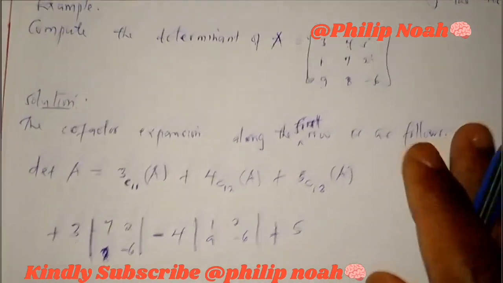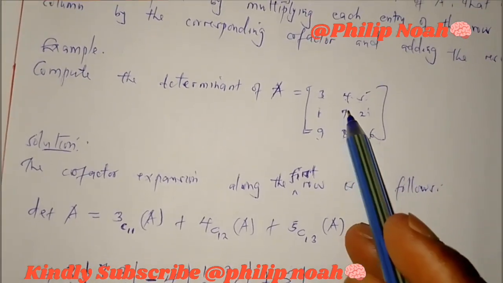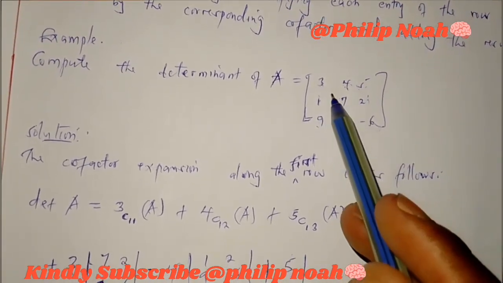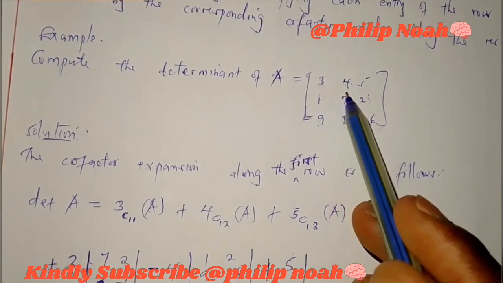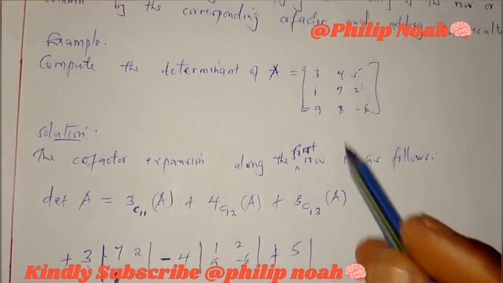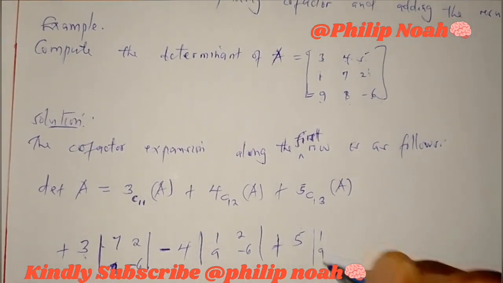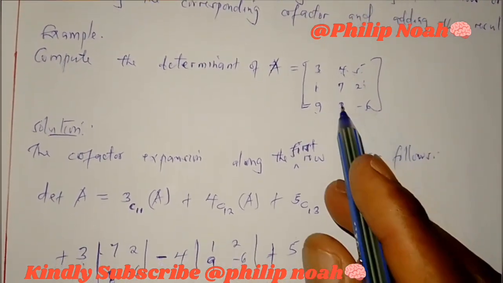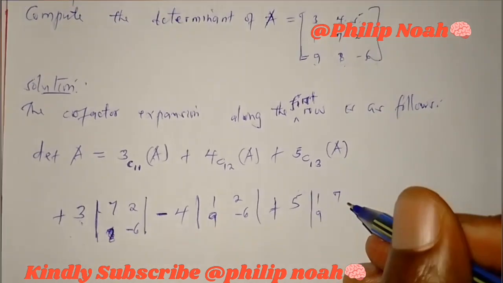So it is 5, we multiply by what? The determinant of this now. Anything below under 5, we leave them out. So you have 1, 9, 7, 8.